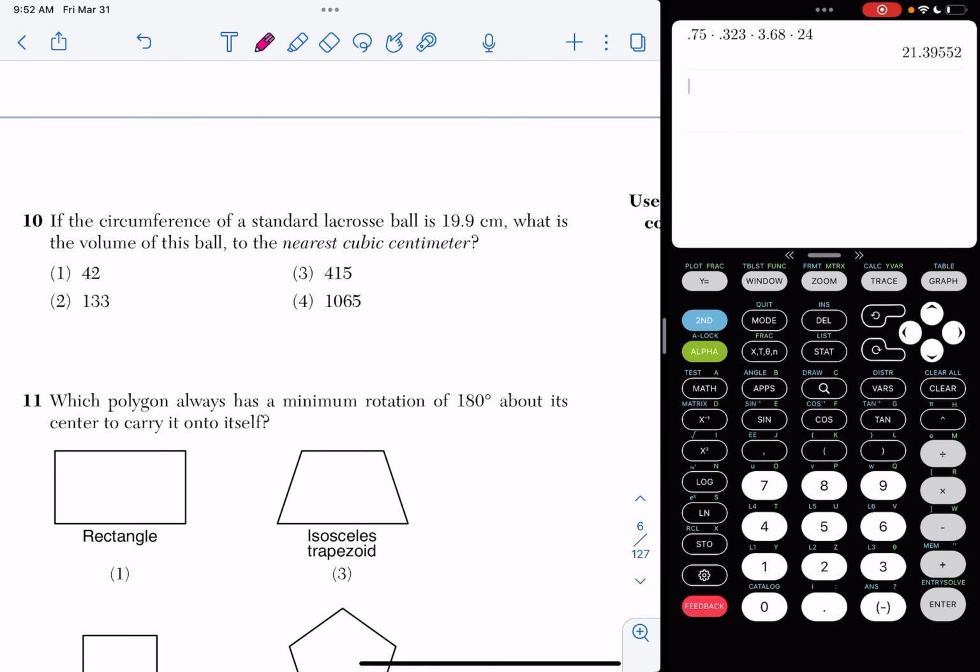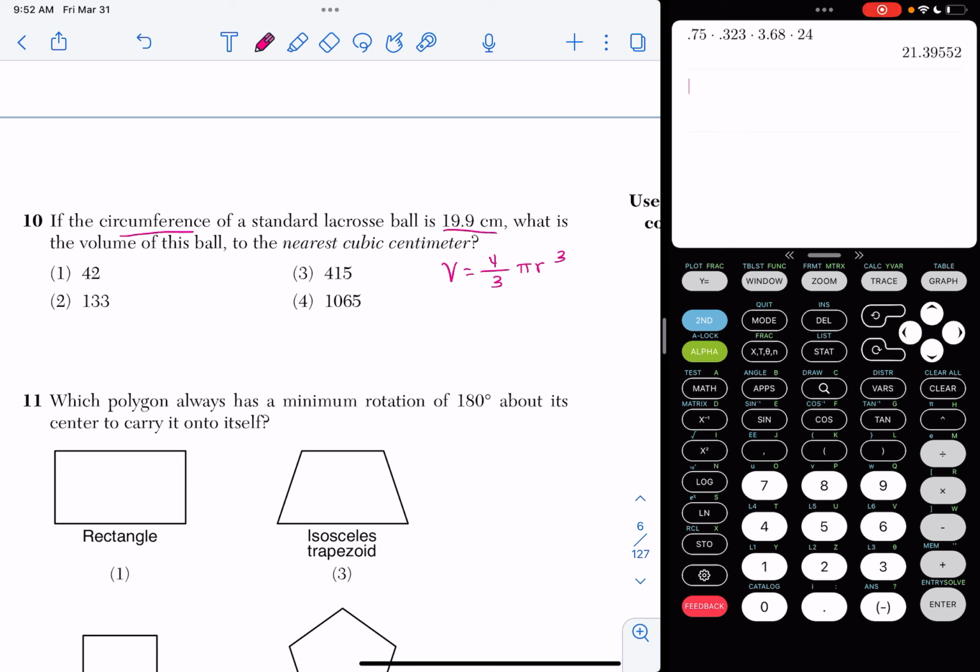Number 10, if the circumference of a standard lacrosse ball is 19.9 centimeters, what is the volume of this ball to the nearest cubic centimeter? So anytime you see a question that has volume, turn to your reference sheet and you'll have your volume formulas there. So I know that a lacrosse ball is a sphere. And if I look at my reference sheet, that formula is 4/3 pi r cubed. The problem here is that it doesn't tell me anywhere what the radius is, but instead it gives me this fact that the circumference is 19.9.